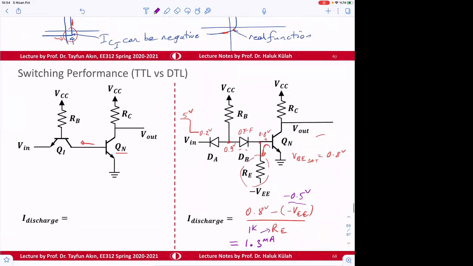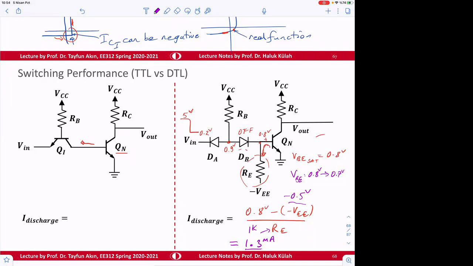it will be going from VBE 0.8 volt to 0.7. So when it reaches 0.7, then it becomes off. So in that very short period, maybe the current will slightly change, but it will be in this order. So the base charge can be removed.